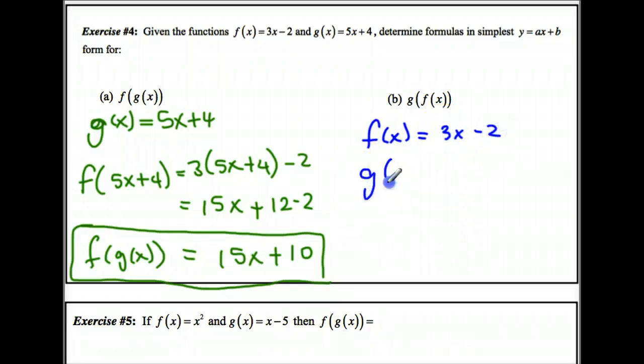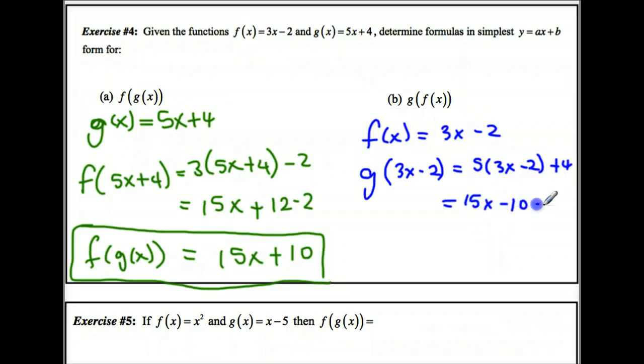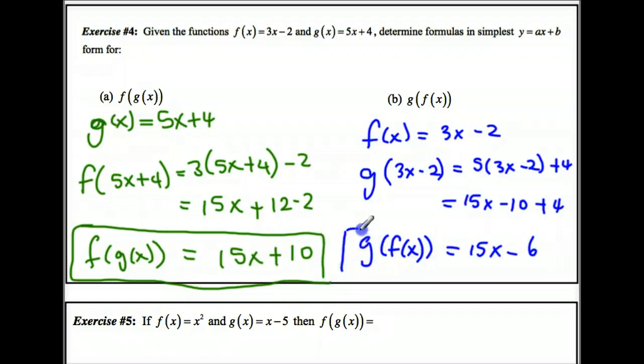So now I want to find g of 3x minus 2. And again, I'm using the g function, which is 5x plus 4, but instead of x, I'm going to put this entire thing. This becomes 5 parentheses 3x minus 2 plus 4. Don't forget that plus 4. Distribute. 5 times 3 is 15x minus 10 plus 4. Combining my like terms, minus 10 plus 4 is going to give me minus 6. So my g of f of x is equal to 15x minus 6.